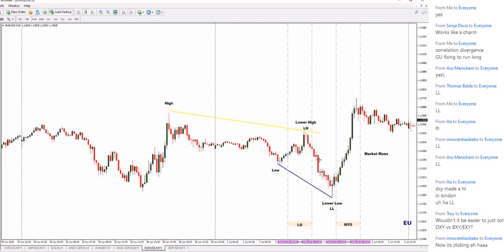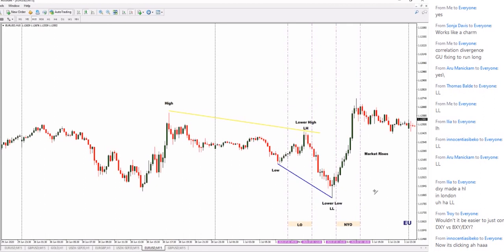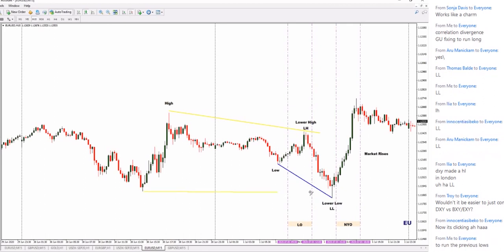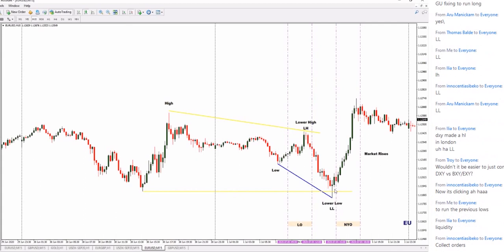The purpose of running down here was to what? Run this low. You got it. Okay, so once it did that, job finished, boom, reversal.